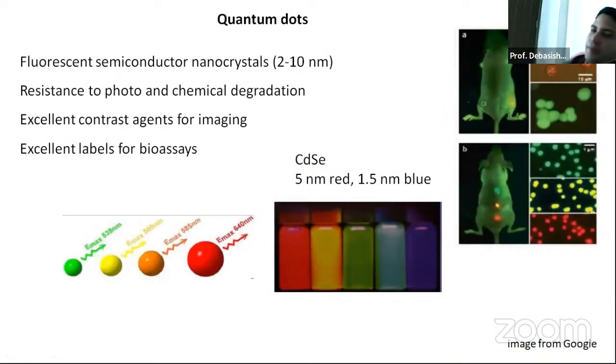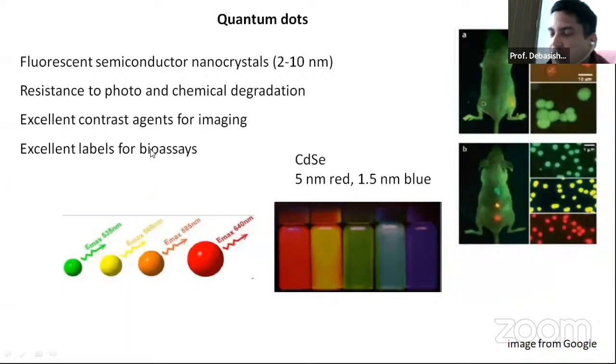And the next thing is quantum dots. Quantum dots nowadays we can use for imaging purposes and many other purposes. So this is also a very interesting material that we can now use for different purposes. These are basically fluorescent semiconductor nanocrystals from 2 to 10 nanometers in size. And depending on the size, the same compound, the same chemical structure, can show different colors. So that is the beauty of this kind of quantum dot.